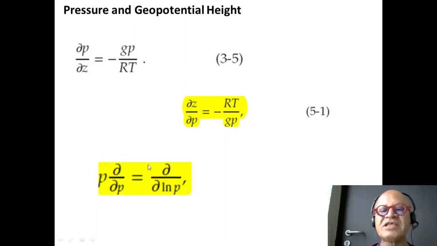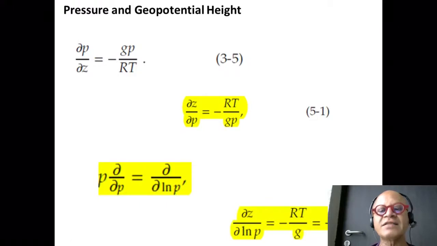Obviously, you see our familiar way to do things. You move the P over here, and you can write P d/dP as d/d ln P, right? Some people call this the partial differential, but I'm just going to say d. Once you have that, you can write this as dz/d ln P = -RT/g. What is RT/g? This is our scale height, right?